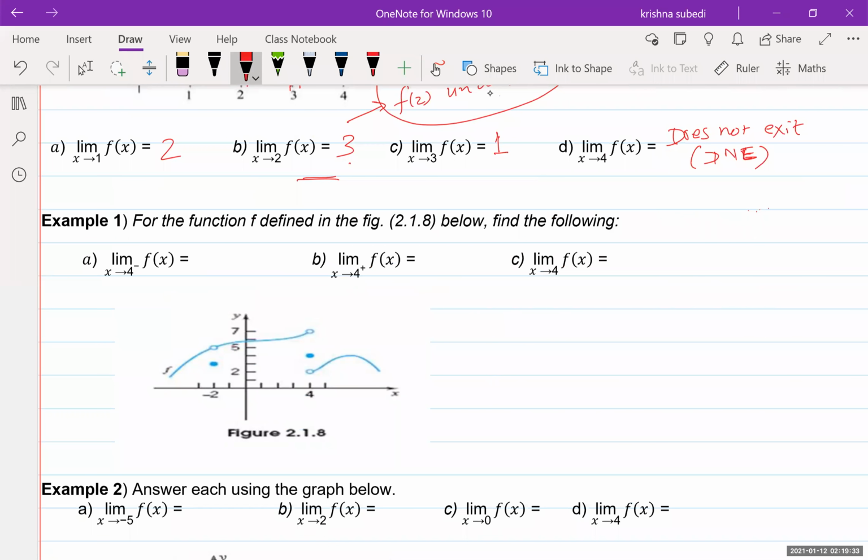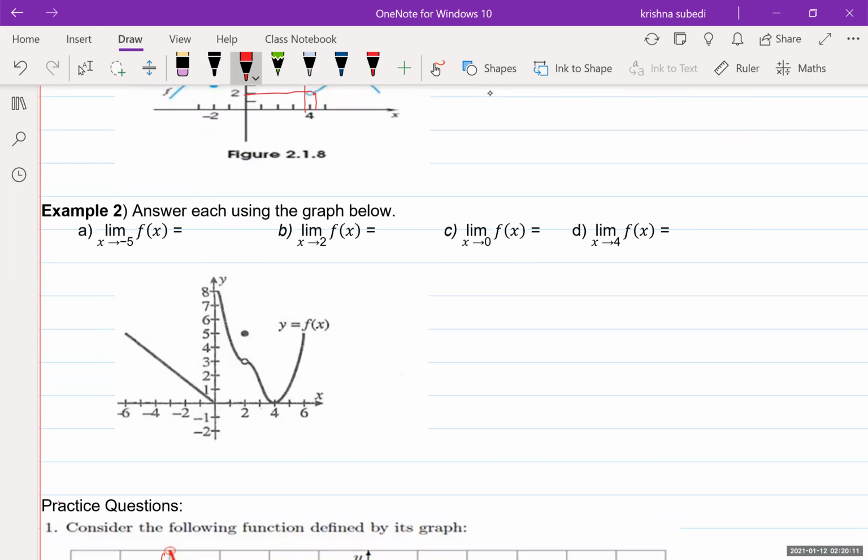For the function f defined in the figure below, find the following. Limit x tends to 4. It's a left-hand limit. If I look at the left-hand limit, it is approximately maybe 6. And if I look at an x value a little bit bigger than 4, it is approximately 2. Therefore, since 6 and 2 are not equal, we call it limit does not exist.